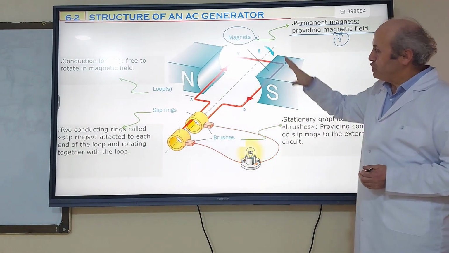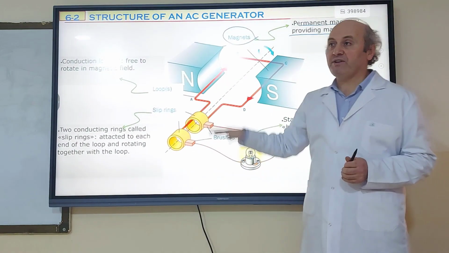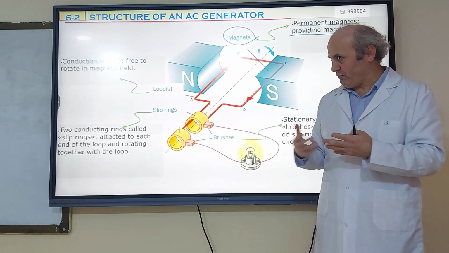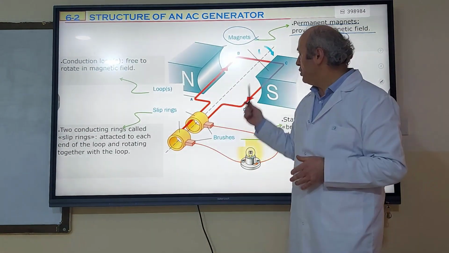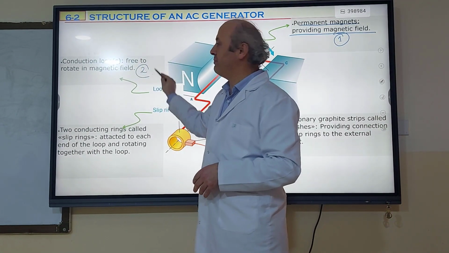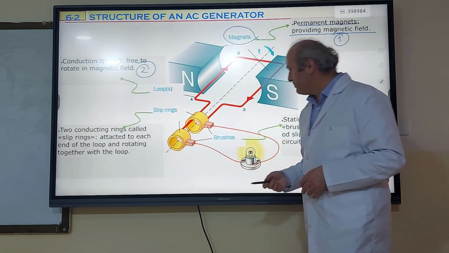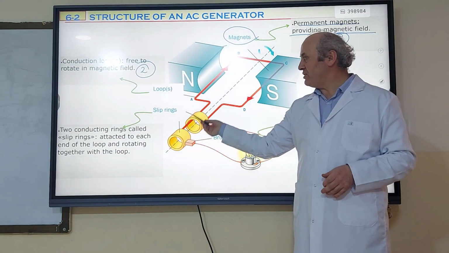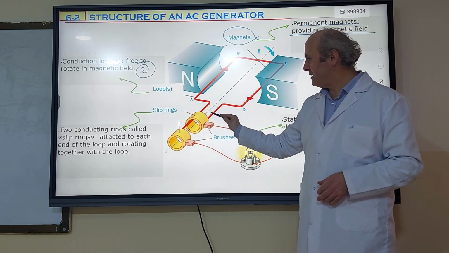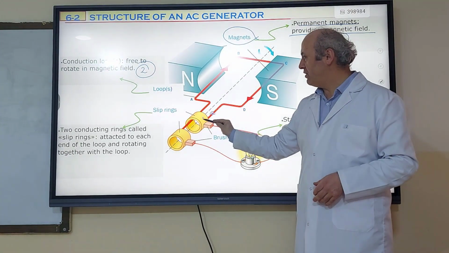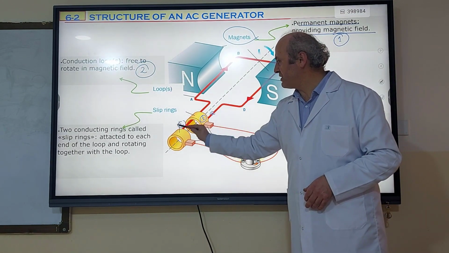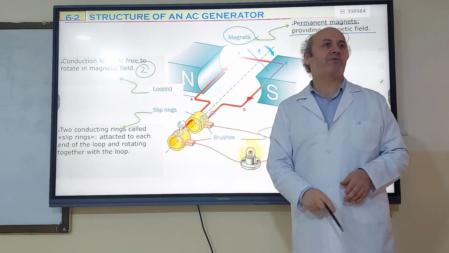For the second component, you have to put a loop inside this magnetic field because you are going to rotate it. As you are rotating, magnetic flux is changing, so we induce EMF. So conducting loops, free to rotate in a magnetic field, is the second component. For the third component, each end of this loop is attached to a ring. The right end is attached to the first ring, the left end of the loop is attached to the second ring.